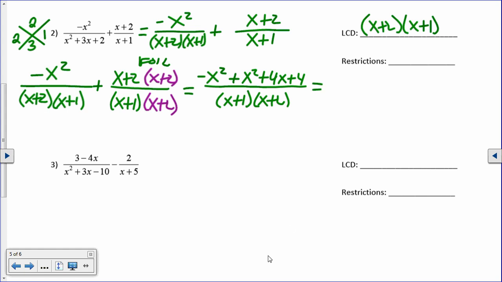I have a negative x squared and a positive x squared. What happens there? They cancel out. They cancel each other, right? So then what's left in the numerator? 4x plus 4. And what's in the denominator? x plus 1 times x plus 2, or x squared plus 7... no, don't FOIL the denominator. Leave the denominator as the common denominator. That's what it has been all along.